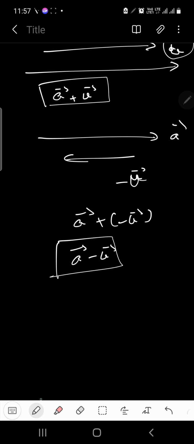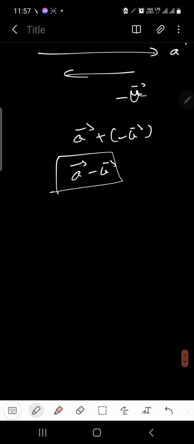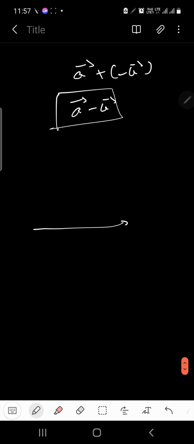But what happens if they are not parallel to each other? Suppose you have this as an a vector and this as b vector. Clear?